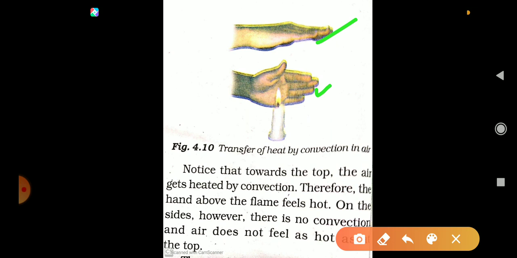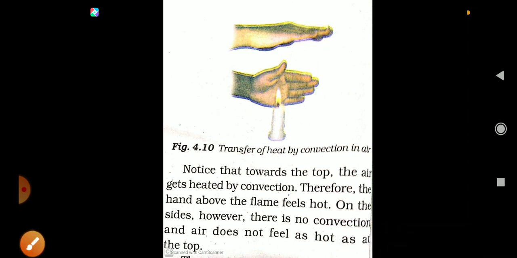Now, notice that towards the top, the air will heat up by the process of convection, and therefore the hand above the flame will feel hot, right? But for the hand which is on the side, there is no convection current, or there is no convection, and the air does not feel as hot as at the top, right? That's why this hand will feel hotter than the other one.